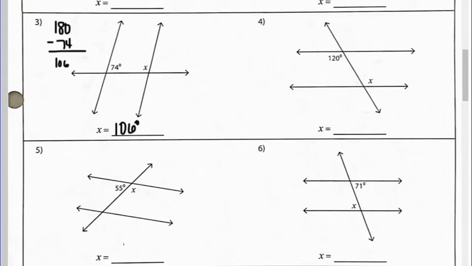Number 4 is different because these are alternate interior. They're on the different sides of that line, okay? Which means they equal each other. So if this one is 120, then X also has to be 120 degrees.